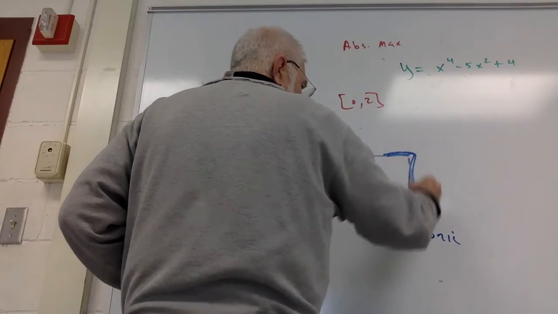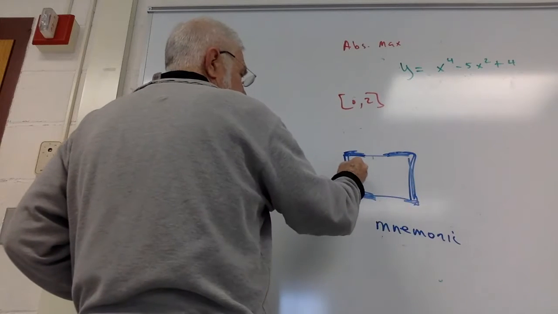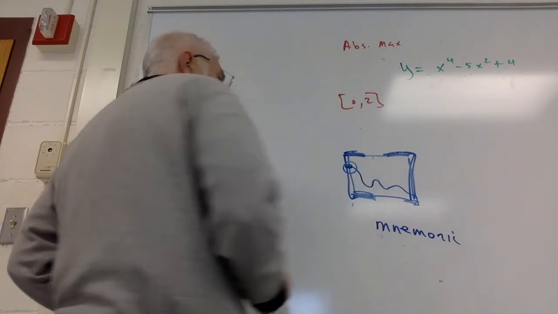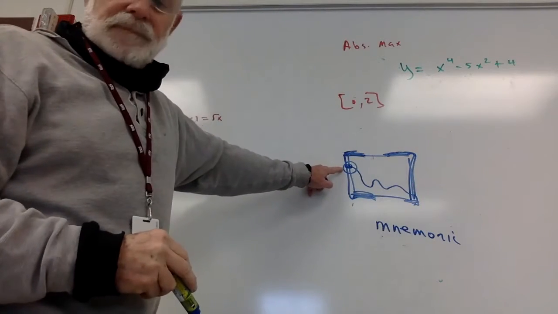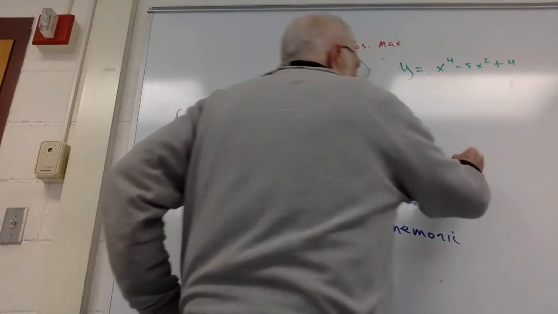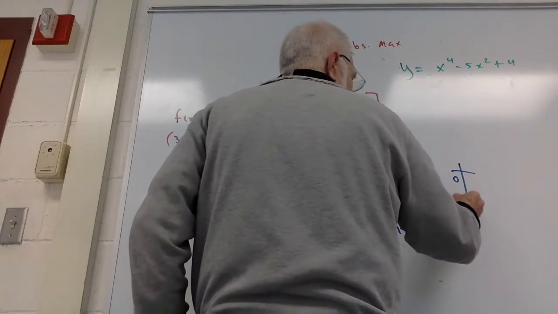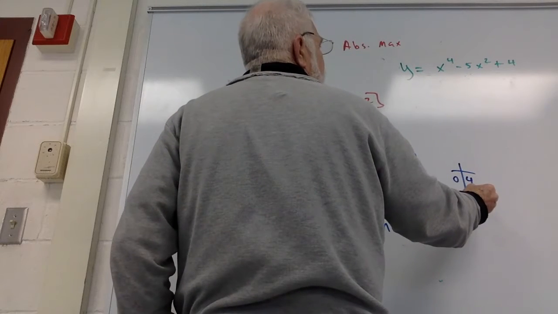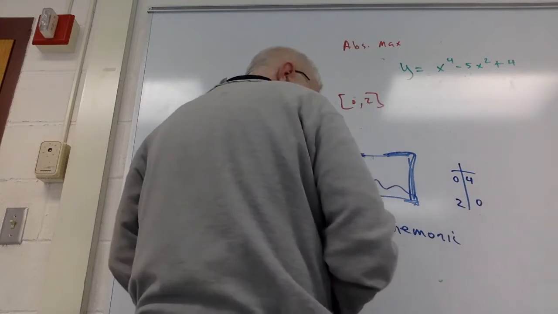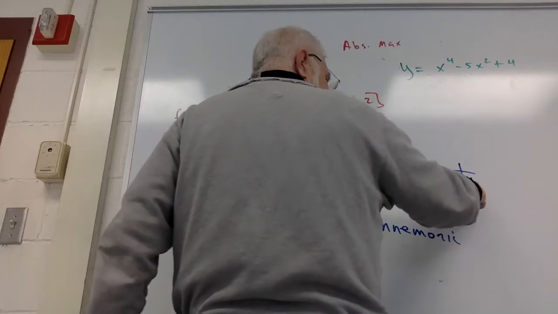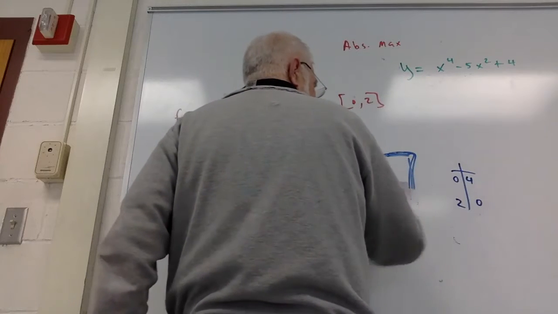Closed, right? And so what would be the absolute max of something that looks like this? The absolute max is actually at the endpoint over here. So when you have a closed interval, you can always immediately take the endpoints and plug them in. 0 gets you 4, 2 gets you 0. And those are candidates, 4 and 0. Well, 4 is the candidate right now for the absolute max.